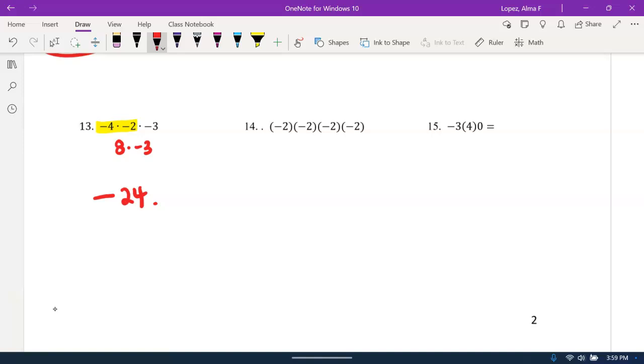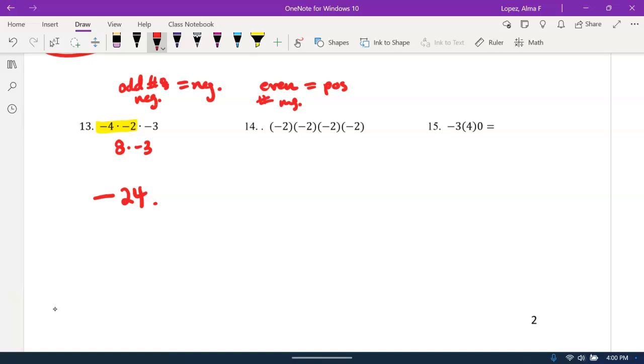Another way I like to think about it, if I'm multiplying a string of numbers and I have 3 of them, when you have an odd number of negatives, you're going to get a negative answer. If you have an even number of negatives, you're going to get a positive answer. And if you have an odd number of negatives, negative answer. If you have an even number of negatives, positive.